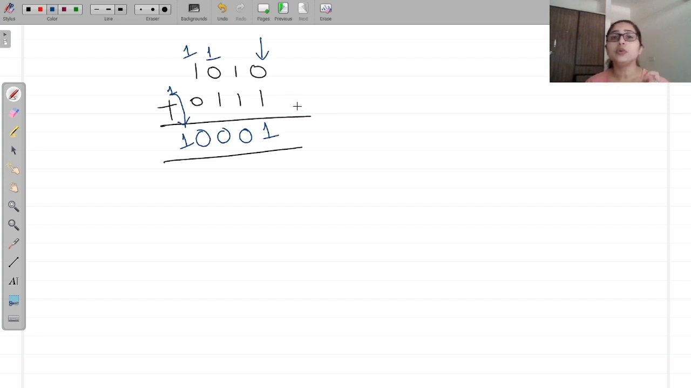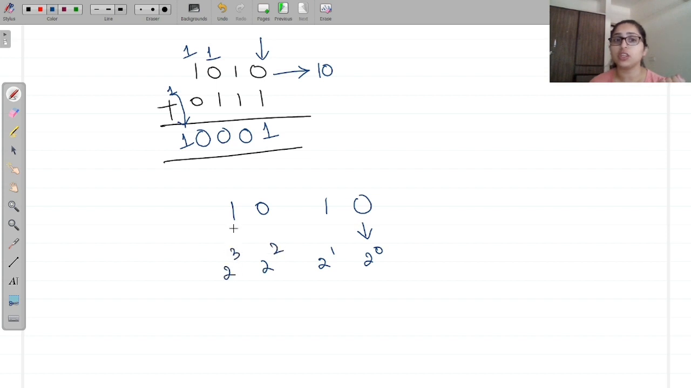Now we have to verify whether this is right or not. 1010 is equivalent to decimal 10. You have already studied the number systems and you know how to convert binary to a decimal number. We add the weights: 2 to the power 0, 2 to the power 1, 2 squared and 2 to the power 3. This is 8, this is 0, this is 2 and this is 0. So 8 plus 2 is equal to 10.